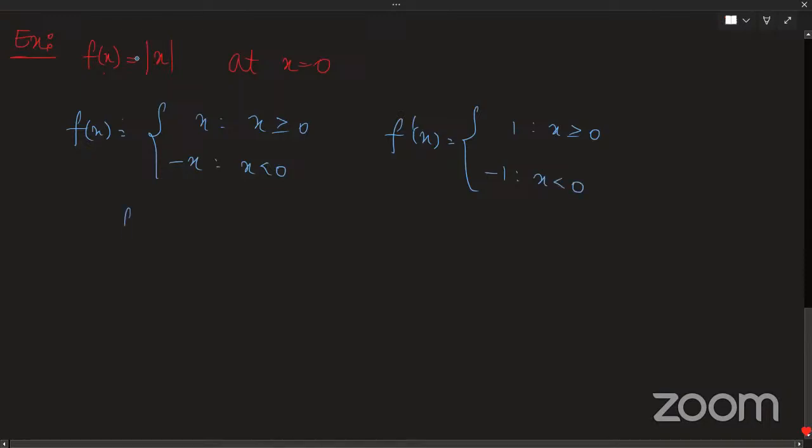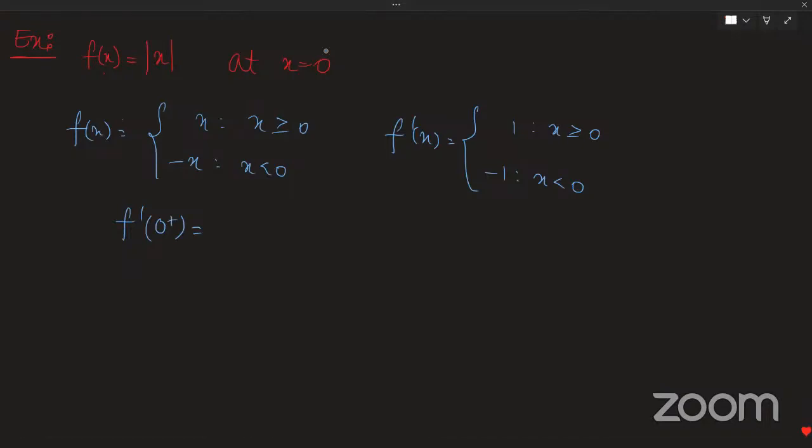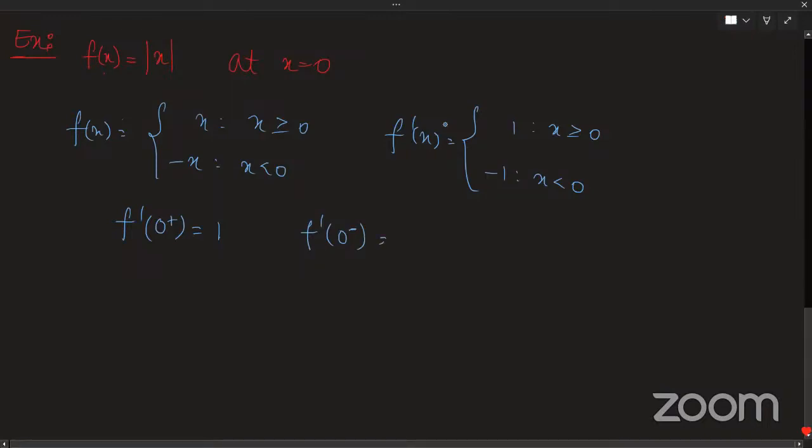So what will f dash of 0 plus be? It is 1. What about f dash of 0 minus? Minus 1. So both of these values are not matching. What will happen? It is not differentiable. Great, it is not differentiable.